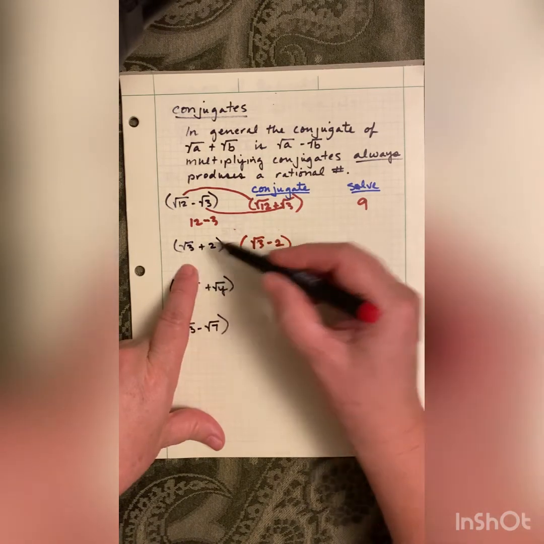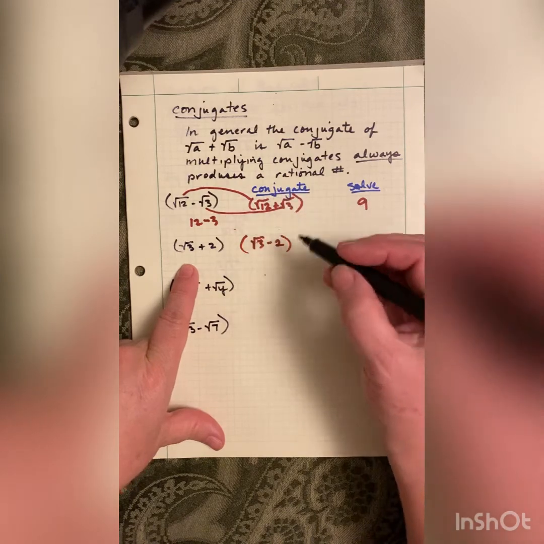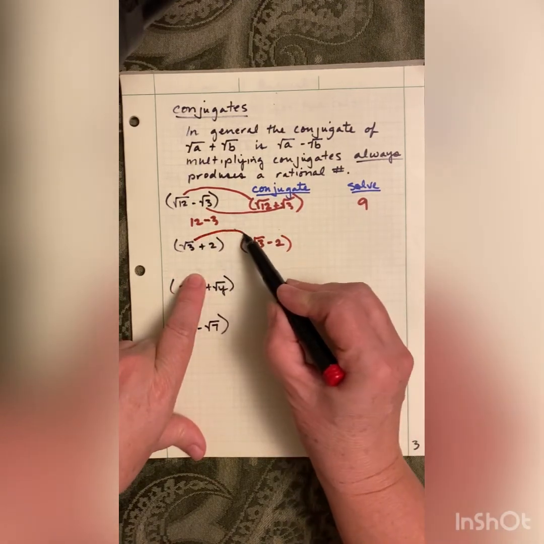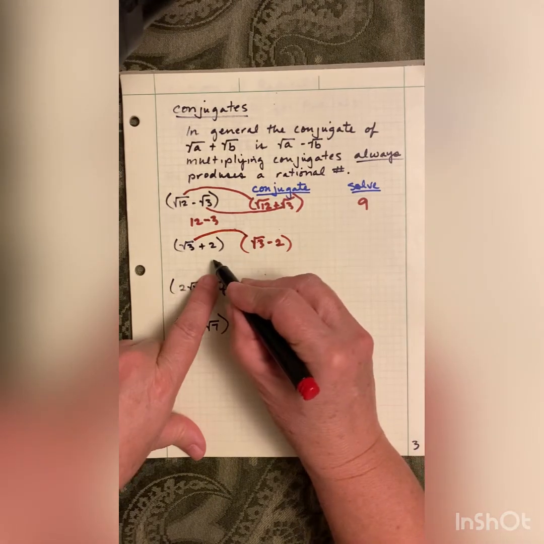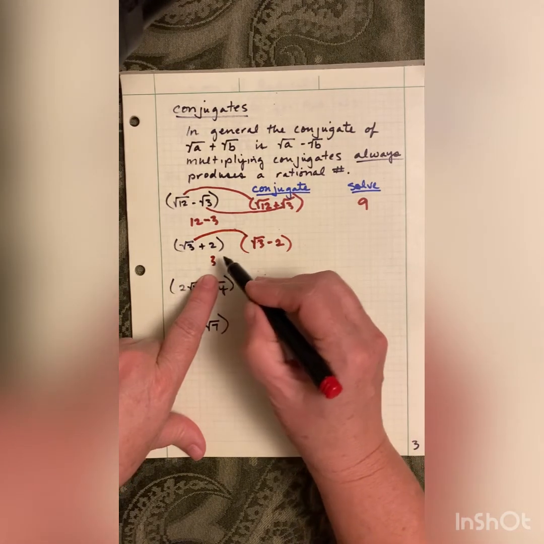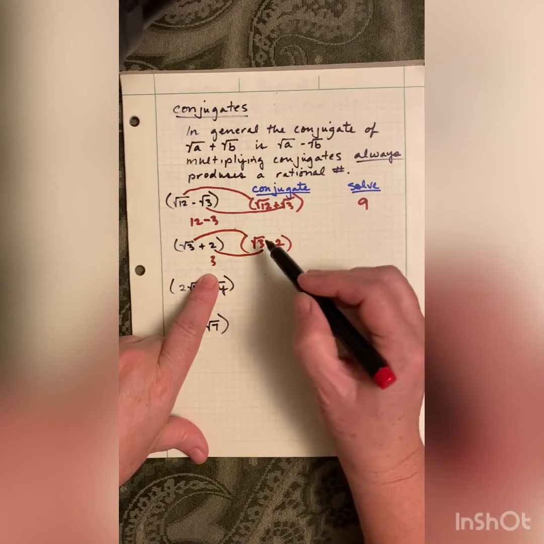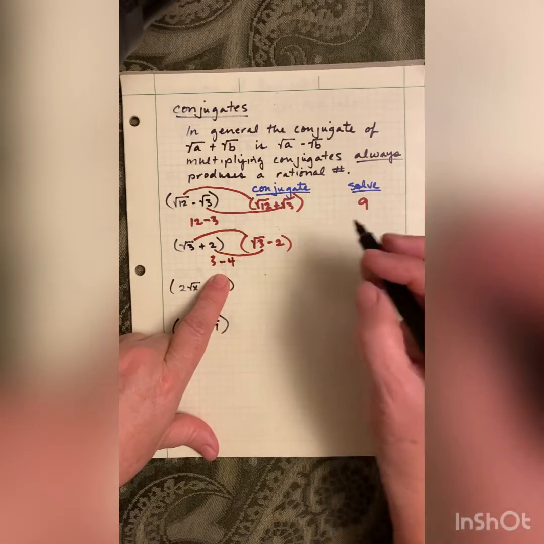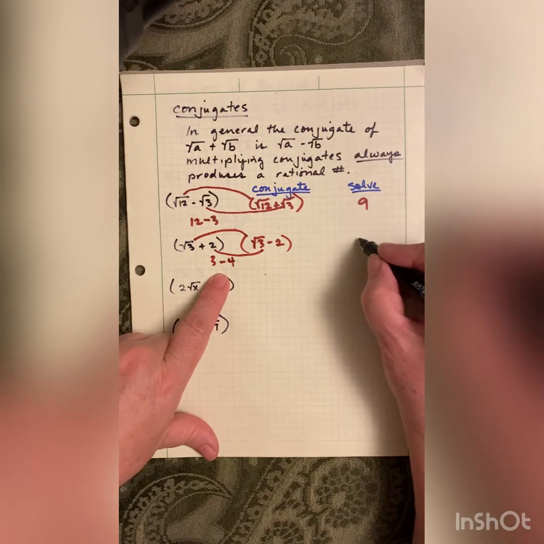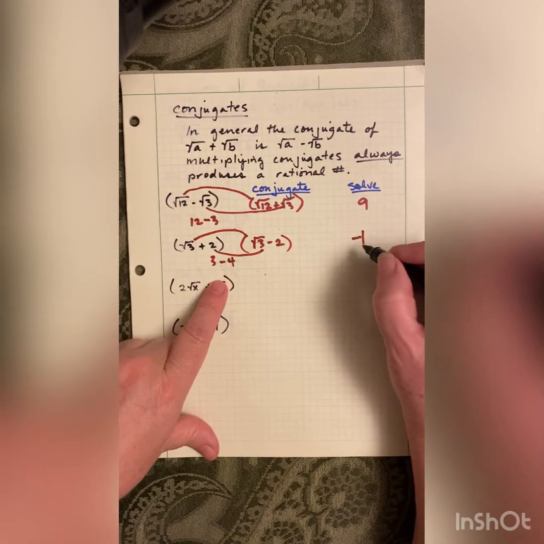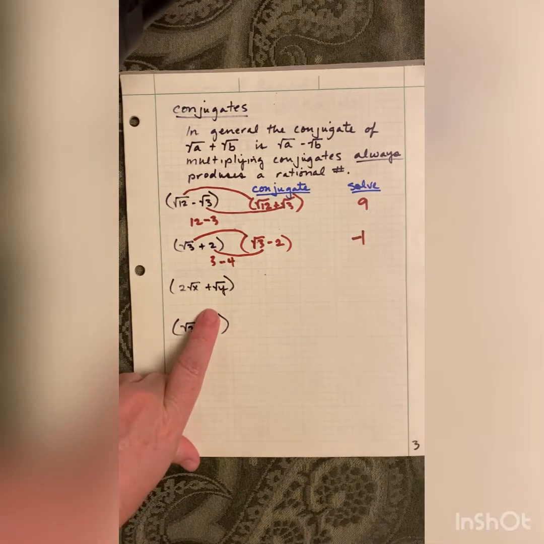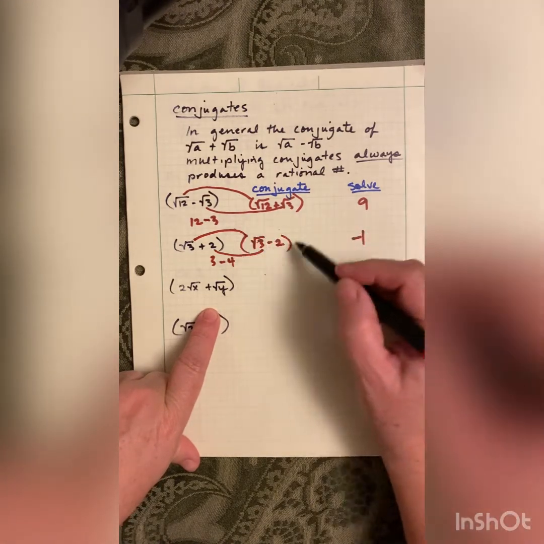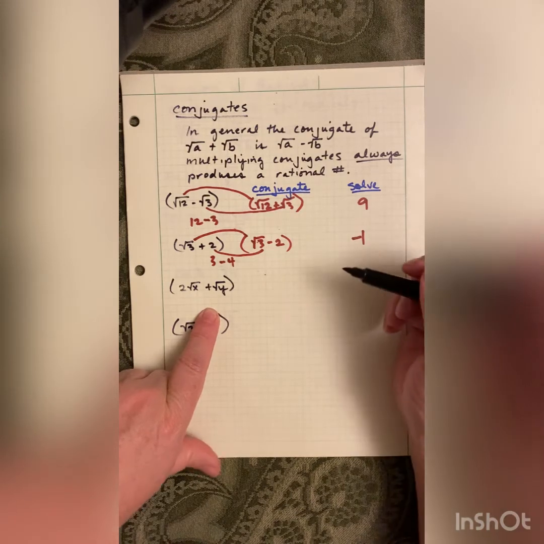Okay? I know the middle term's going to drop out, so I'm not even going to bother trying to find that. Square root of 3 times square root of 3 gives me square root of 9, which is 3. Then I have the 2 times a negative 2, which will give me a negative 4. So the product is a negative 1. Well, the conjugate's not a negative 1. The conjugate's this. When you solve it, it's negative 1.